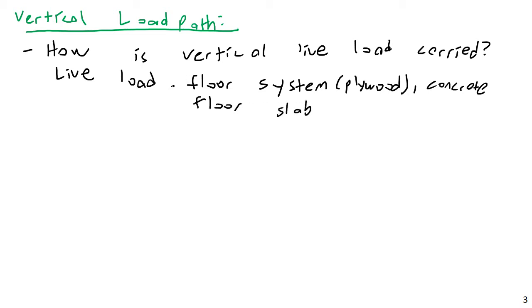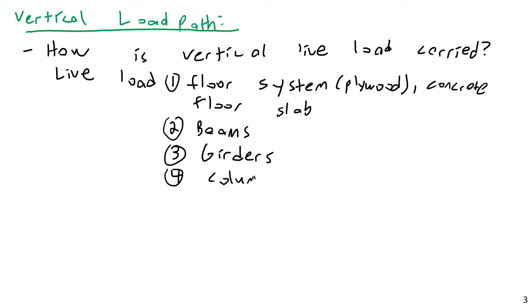So maybe I can number these. So first it goes to the floor system, whether a plywood or a concrete floor slab. Then it's going to go to something like a series of beams, very typical. Beams, which support the load, which support the floor slab. Then from there, the load will pass to girders, which are larger beams that carry beam end forces. And then 4, it would go to columns. And then 5, the foundation.